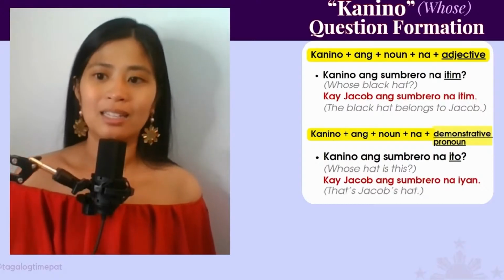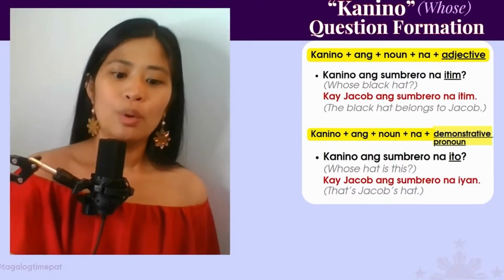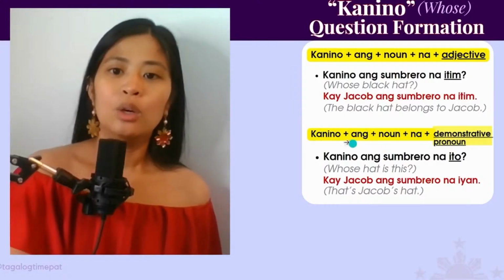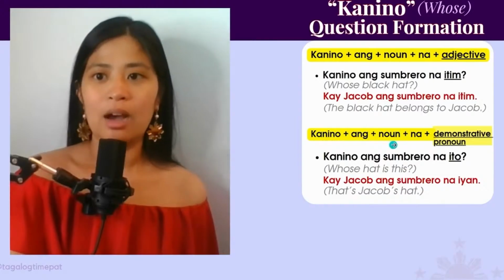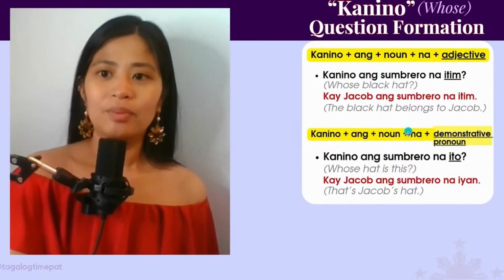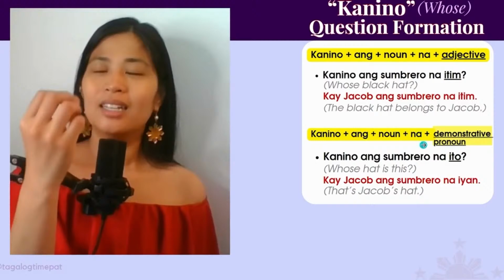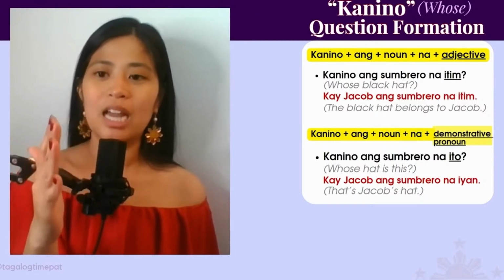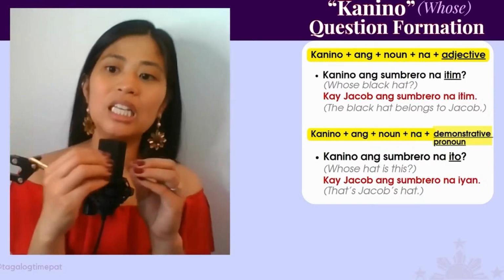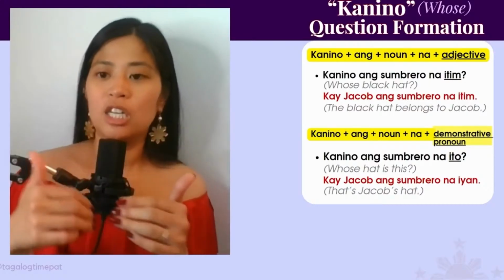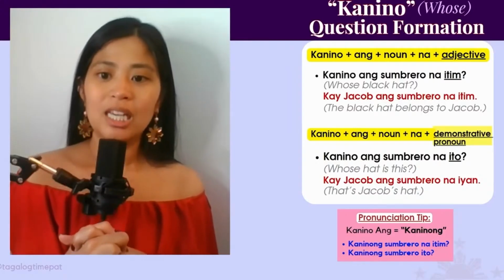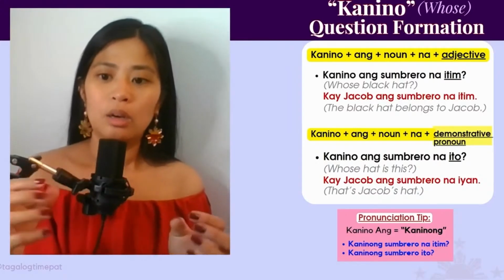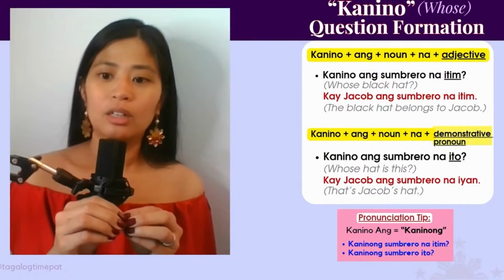That's Jacob's hat. Okay, so hopefully you can see there's just this pattern of kanino, then ang plus a noun, na. It's like a sentence marker. Again, sometimes it doesn't have a direct translation, but it's like the linking word for the adjective or for the pronoun. And then just a pronunciation tip, kanino ang can be put together in a contraction.